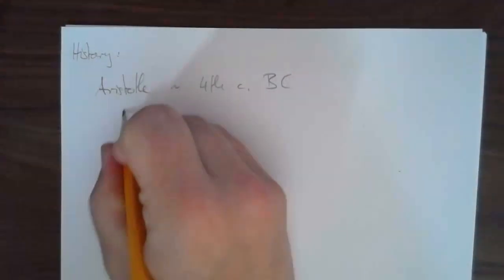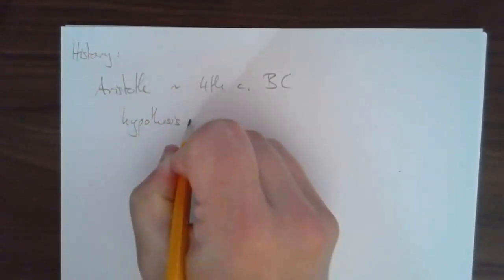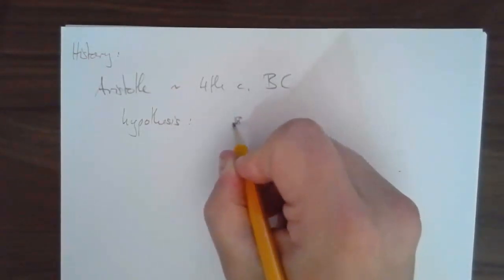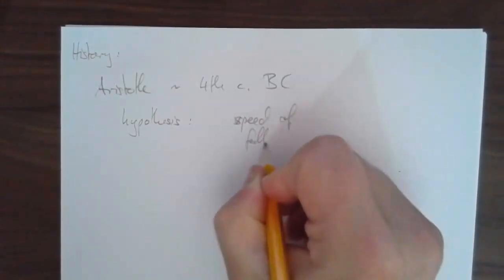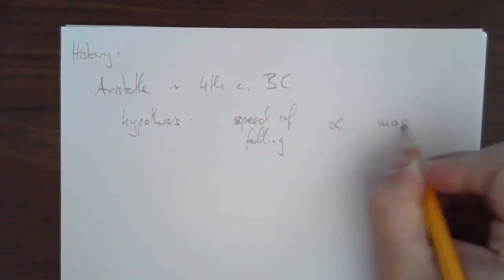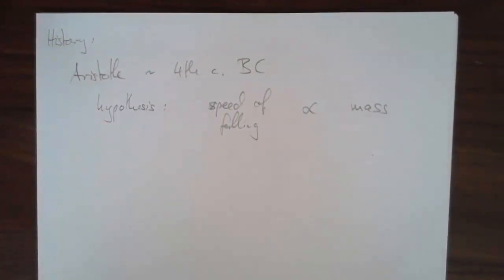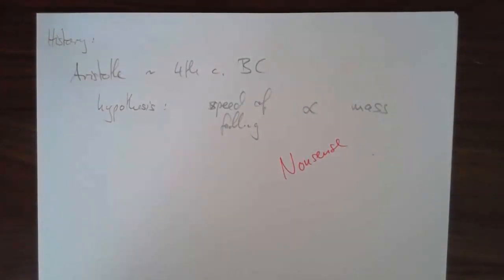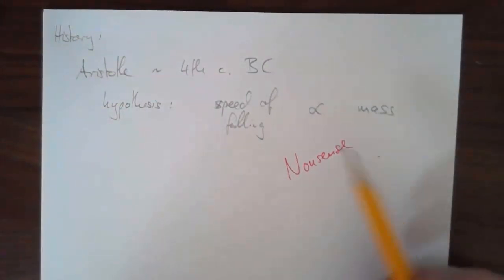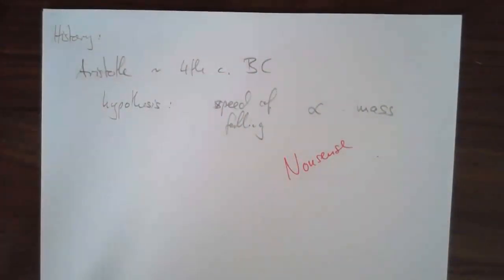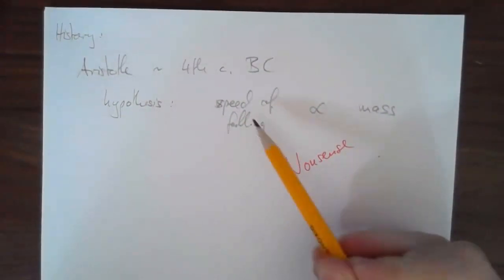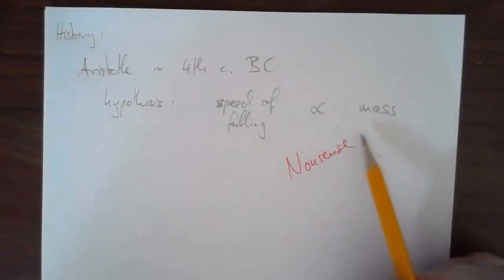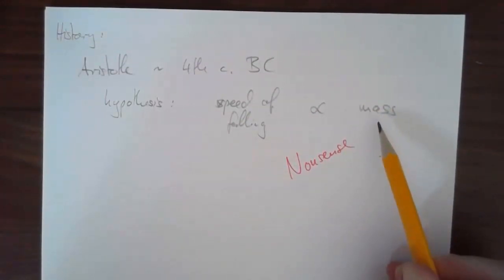And his hypothesis was that the velocity, or speed, of falling is proportional to the mass. That is total nonsense. But it seemed in a way intuitive to people, I suppose. If you go out in the street and ask someone who hasn't taken a physics class, they might say, yeah, it sounds reasonable. If it's heavier, it falls faster. No. There's a lot wrong with this. For one, things don't fall with a given speed. They fall with an acceleration, so the speed keeps changing. Two, it doesn't depend on the mass. The only reason you might think it depends on the mass is because of air resistance.